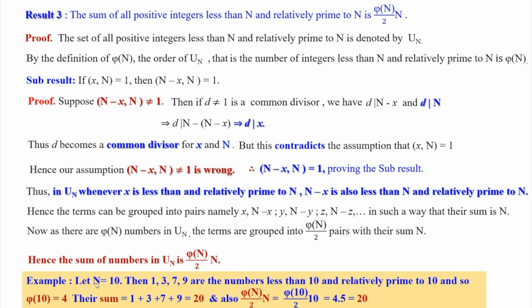So suppose we consider n to be 10. Then we know that 1, 3, 7, 9 are the numbers which are less than 10 and relatively prime to 10. So phi of 10 is 4. We consider the sum 1 plus 3 plus 7 plus 9, which is 20. And now we compute phi of n by 2 times n. So phi of 10 by 2 into 10. Phi of 10 we already have as 4. So we have 4 by 2 into 10. Cancelling this 2 with 10, we have 5. So 4 into 5, that is 20.